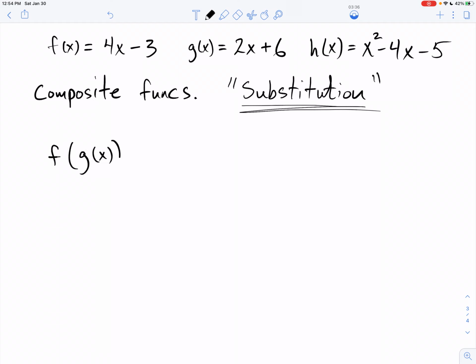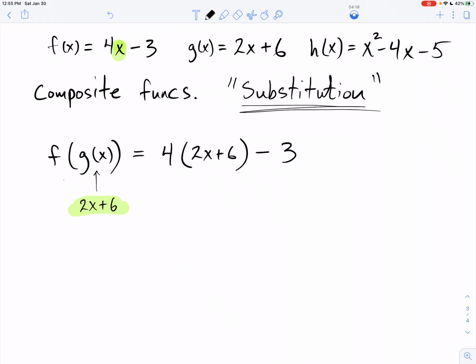I am going to do what's called f of g of x. What does that mean? Well, what is g? Well, I just made it up. G is 2x plus 6. Well, guess what? I'm going to take that function and I'm going to plug it in where I see the x in the f function. So what does f do for a living? F says whatever you give me, I am going to multiply it by 4 and then subtract 3. That's f of g of x.